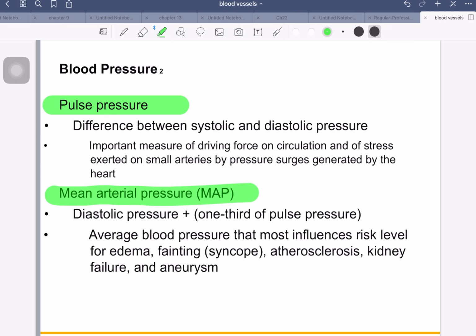Another term would be mean arterial pressure, MAP, M-A-P. And there's a few ways to calculate this, but one way is diastolic plus 1/3 of the pulse pressure. And what this does is it gives you a snapshot value of the average blood pressure that most influences risk levels for a number of conditions like edema, fainting, atherosclerosis, kidney failure, or aneurysms.